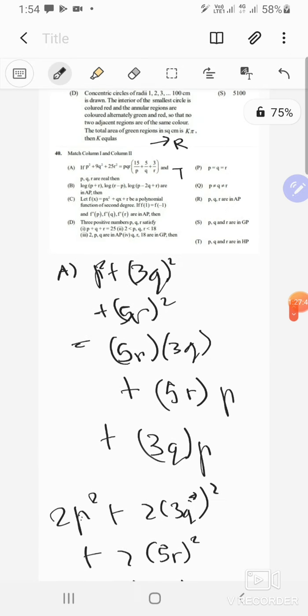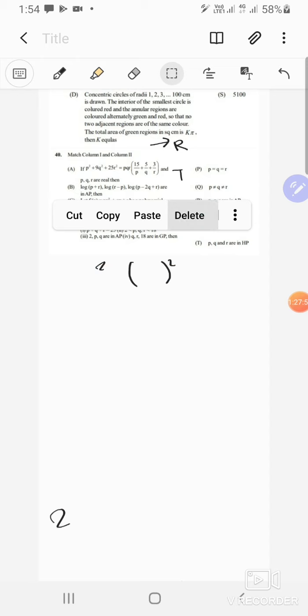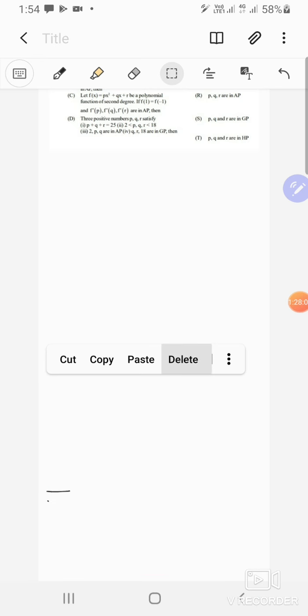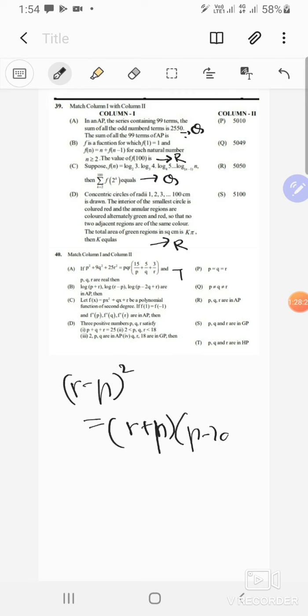Okay, so suppose log of (p plus r), and then log of (r minus p), and log of (p minus 2q plus r) are in AP. Oh wow. Then okay, let us see what we can get from that. Okay, these are in an AP. So whenever logs of some terms are in AP, that's more like the insides are in a GP, which means that (r minus p) squared has to be equal to (p plus r) into (p minus 2q plus r). Okay, let us see what we get from that.